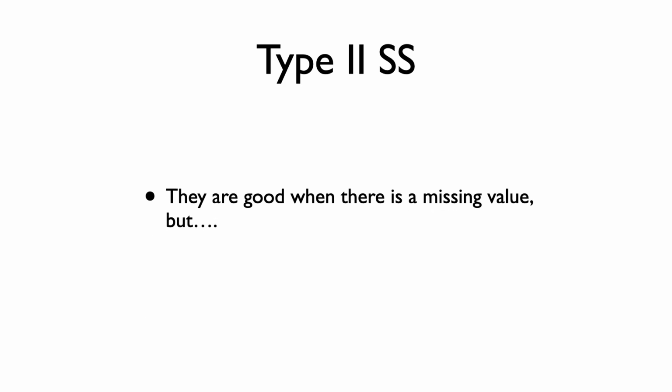Now, type 2 sums of squares, you figure there's going to be, if there's a 1, there's going to be a 2. They're good if there's a missing value. So that's good. So they can actually deal with missing values, type 2s.